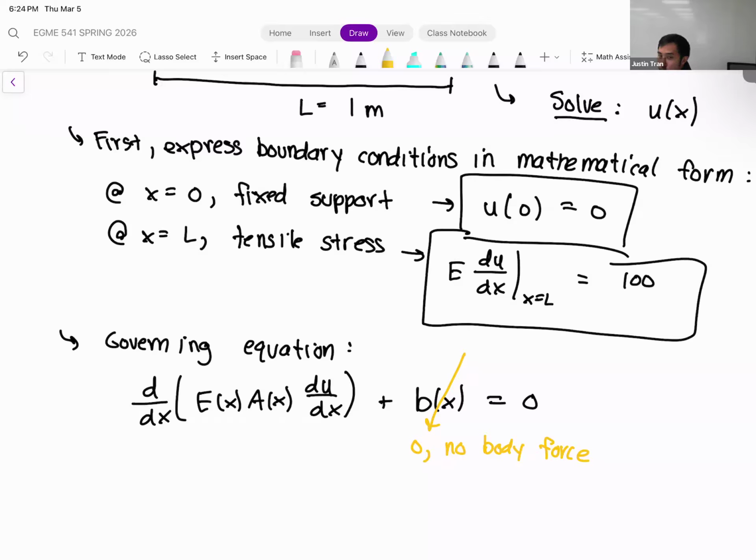And of course, that only applies to vertical structures, okay? So since this is a horizontal structure, the gravity is not affecting the horizontal deformation in any way. We can say the body force is equal to 0, okay?